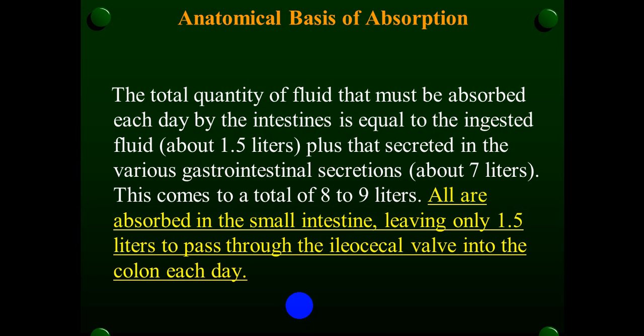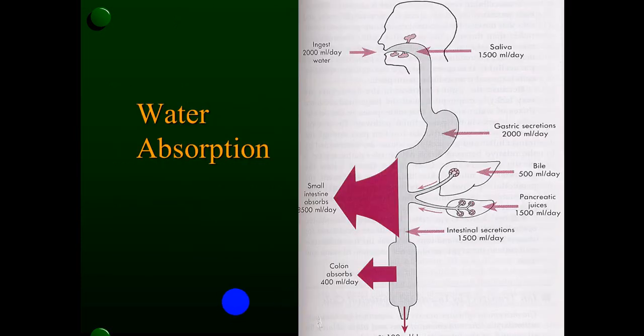The ingested fluid per day is about 2 liter. The secreted fluid from the whole GI tract is about 7 to 8 liter. So totally about 9 liter per day. The numbers are not required to be memorized, only to help you imagine the absorption process. Correspondingly, the same quantity must be absorbed.